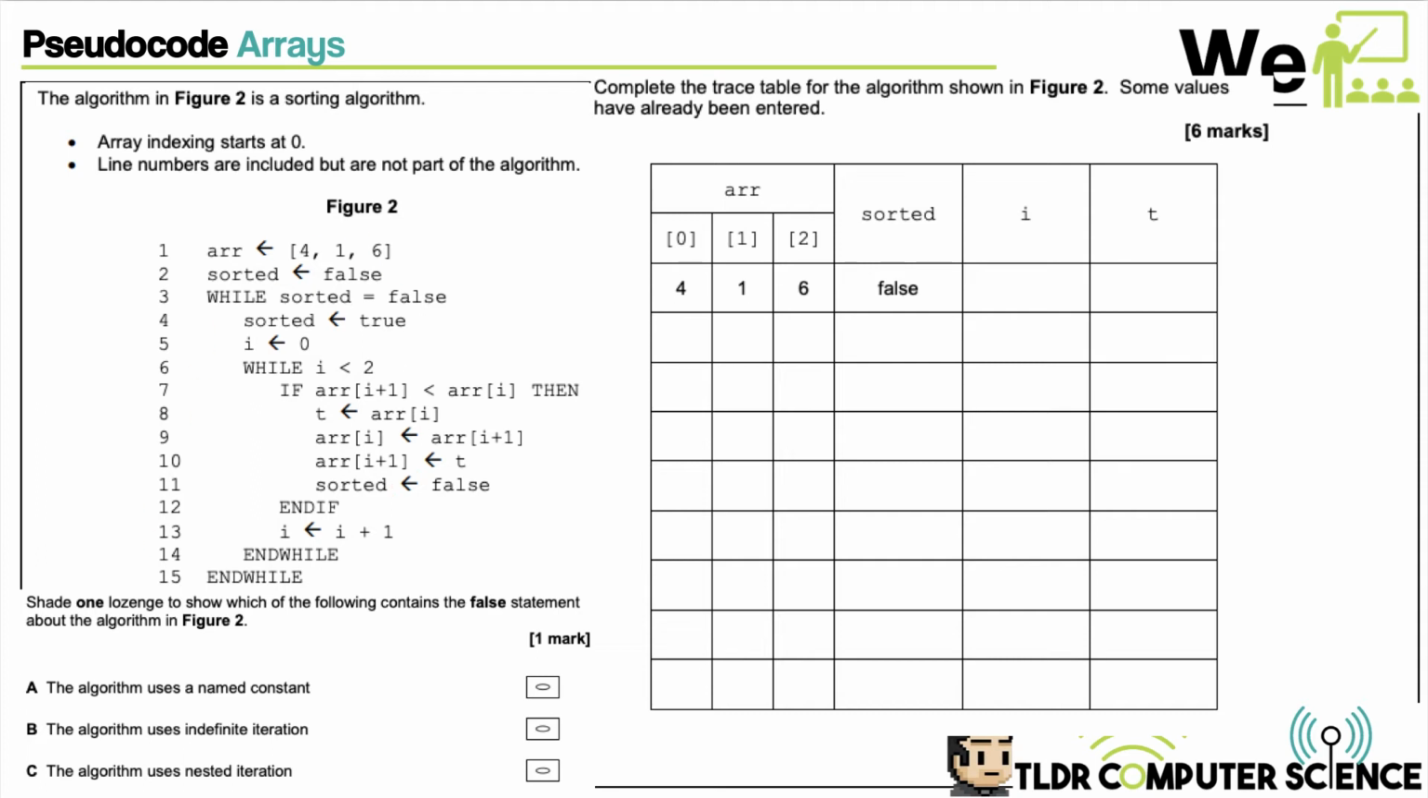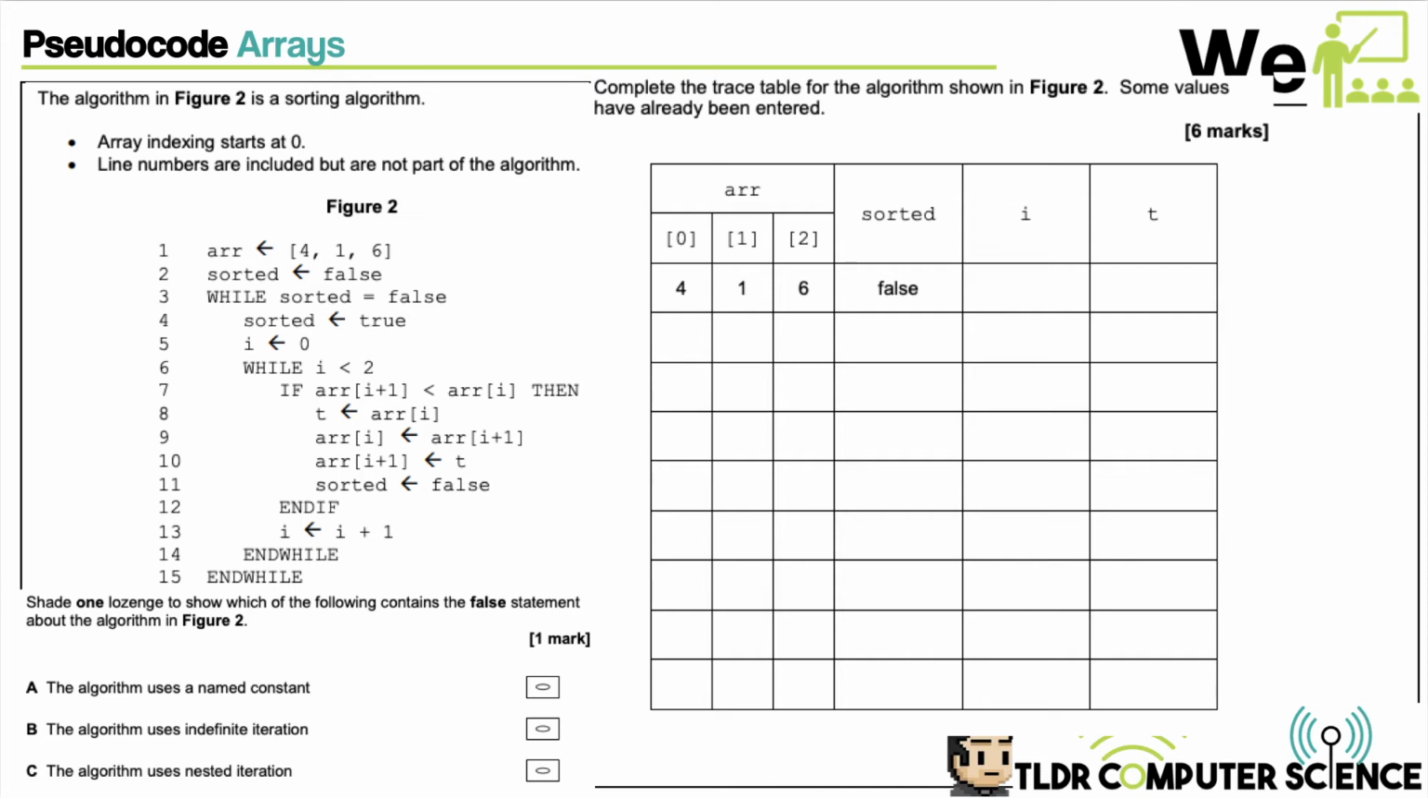And remember, we said that this was actually going to be a bubble sort, which might be a bit of a giveaway. This time, we're going to have a trace table. But first of all, we've got to shade one lozenge to show which of the following contains the false statement about the algorithm. Okay. The algorithm used a named constant. Do you remember you have a constant versus a variable? There are no constants there, so that actually is false.